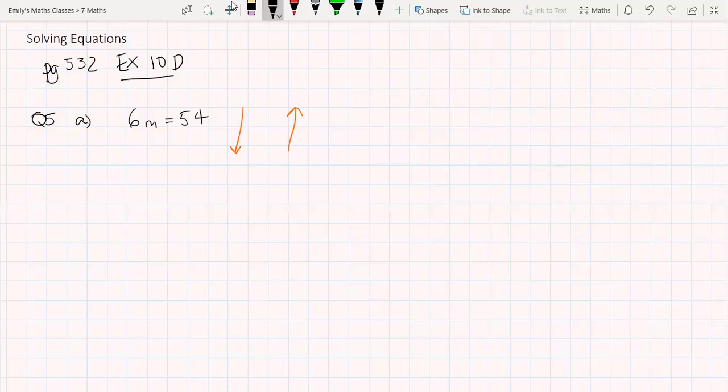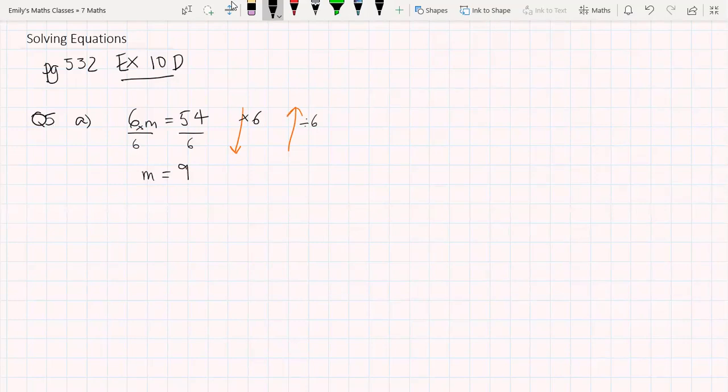So if we have a look at this m here, what happened to the m? Well, what's between the 6 and the m here? There's a times. So what happened to it is it got timesed by 6. Only one thing happened to it, so to undo it, we have to do the opposite of timesing by 6, which is dividing by 6. The way we show divide is just a horizontal line, divide by 6, divide by 6. So m is equal to 54 divided by 6, which is 9, because 6 nines are 54.